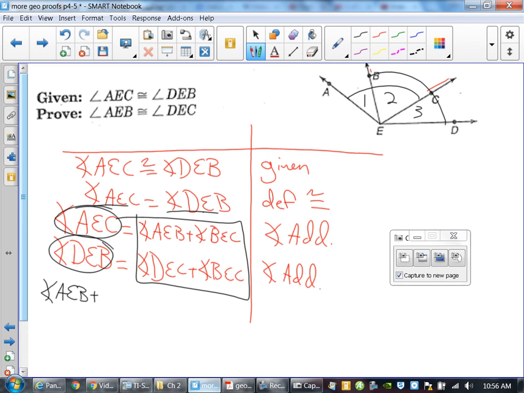What do they have in common? So what do you know about 1 and 3? Again, the big angle is made up of angle 1 plus angle 2. The other big angle is made up of angle 2 and angle 3. The two big angles are equal to each other, which means that angle 1 plus angle 2 has to equal angle 2 plus 3. What does this statement have in common on both sides? 2's. So what do you get? 1 equals 3. Just like that.